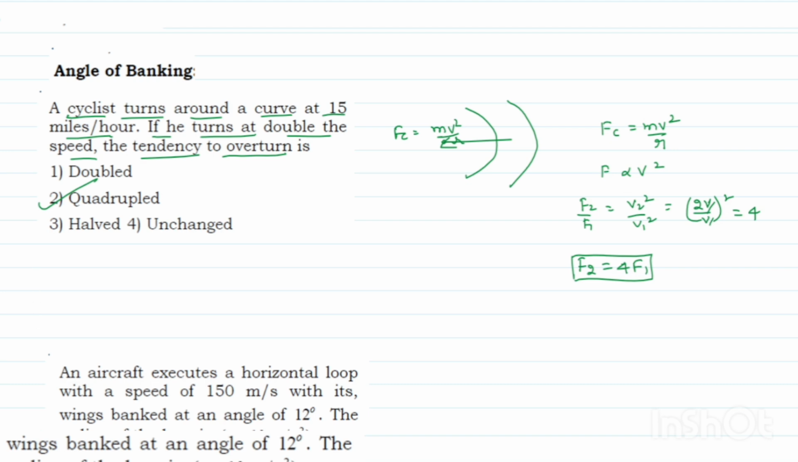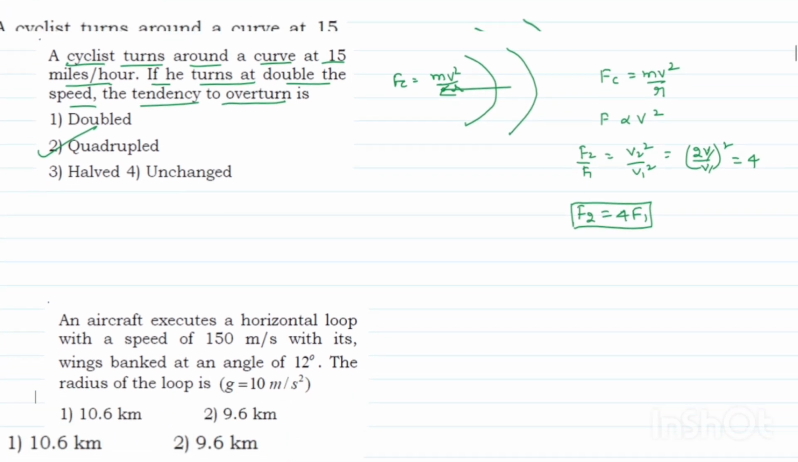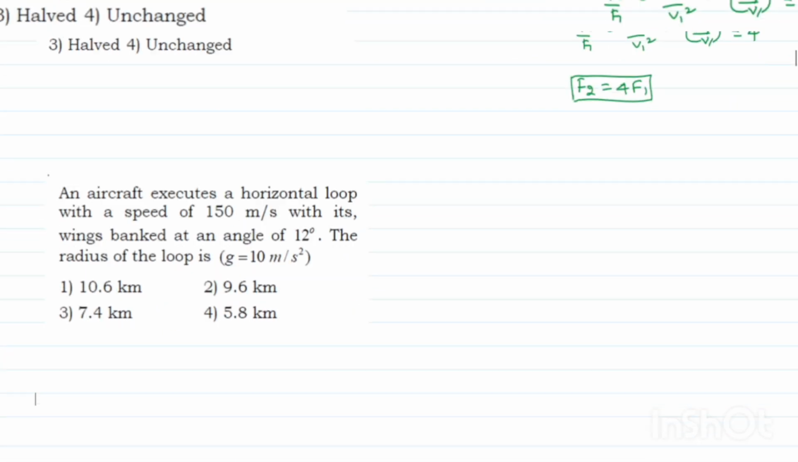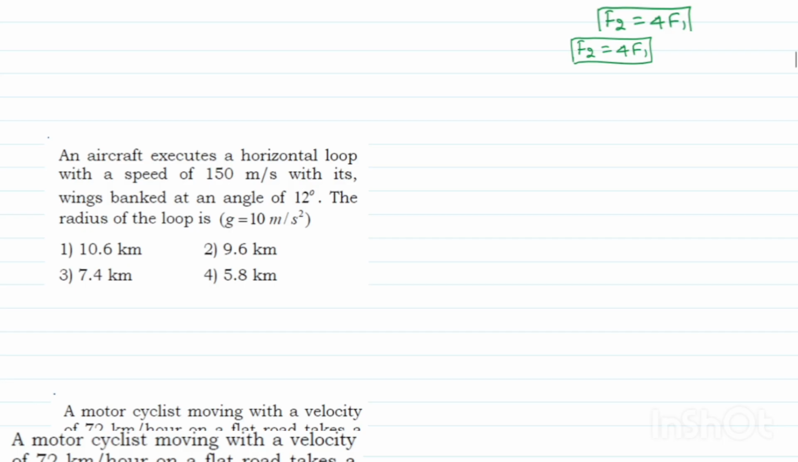Let us see the next question. The next question says, an aircraft executes a horizontal loop with a speed of 150 meter per second. So its speed is given, with its wings banked at an angle of 12 degrees. The radius of the loop they are asking.